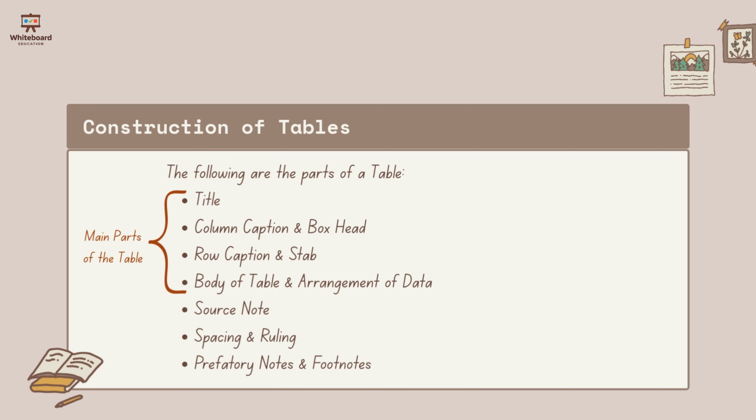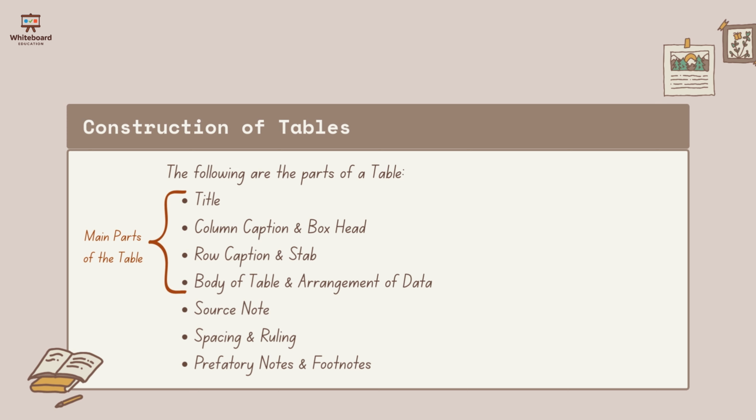Now, here is a fun and easy concept to understand. Construction of tables. The following are the parts of a table: title, column caption or box head, row caption or stub, body of table or arrangement of data, source note, spacing or ruling, and finally, prefatory notes or footnotes. Out of all these, the first four parts are essential for any table.